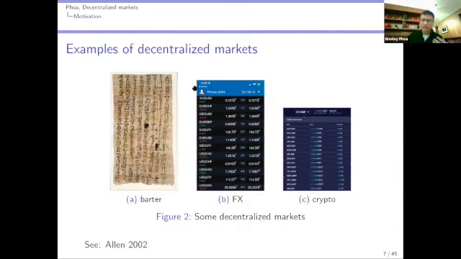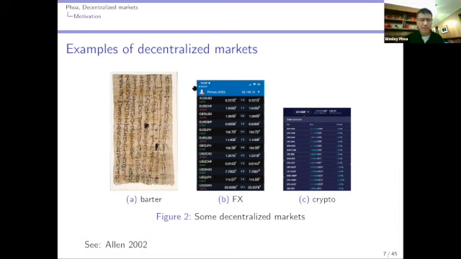Okay, so what are some examples of decentralized markets? By decentralized, all I mean is that instead of transactions occurring in terms of a single unit of currency or a single measure of value, there are simply exchanges between different assets. So these can be barter markets. The first markets were like this.